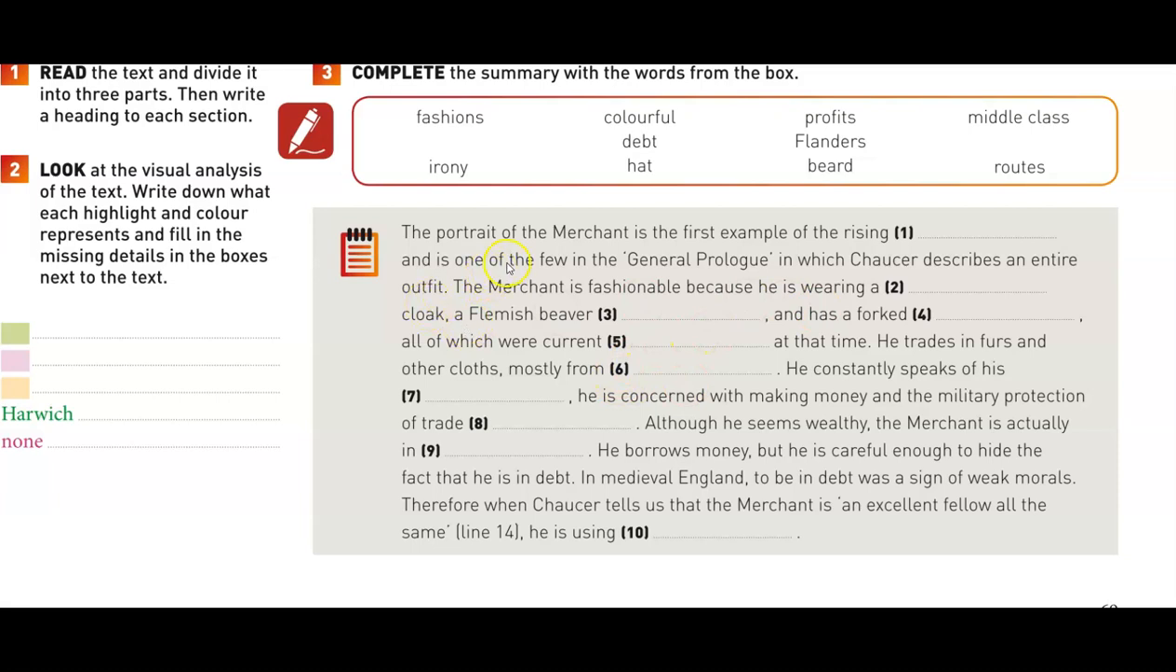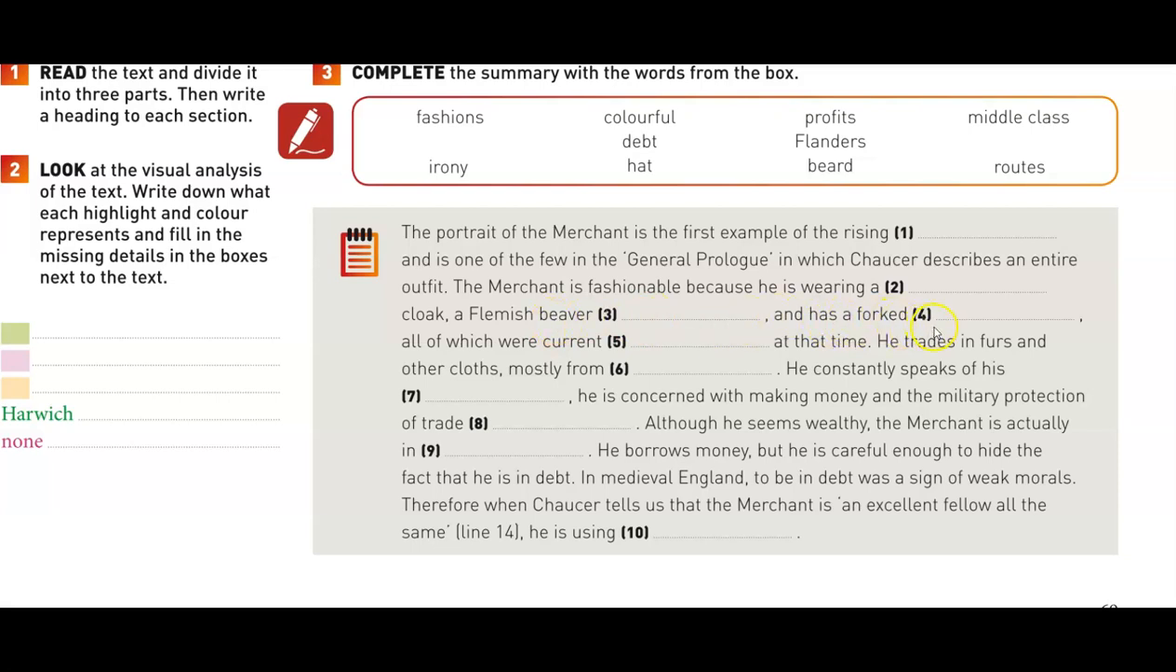That's very simple, because the portrait of the merchant is the first example of the rising middle class, la classe media emergente. And it is one of the few in the General Prologue in which Chaucer describes an entire outfit. The merchant is fashionable because he is wearing a colorful cloak, mantello. A Flemish beaver hat, un cappello fiammingo di castoro.